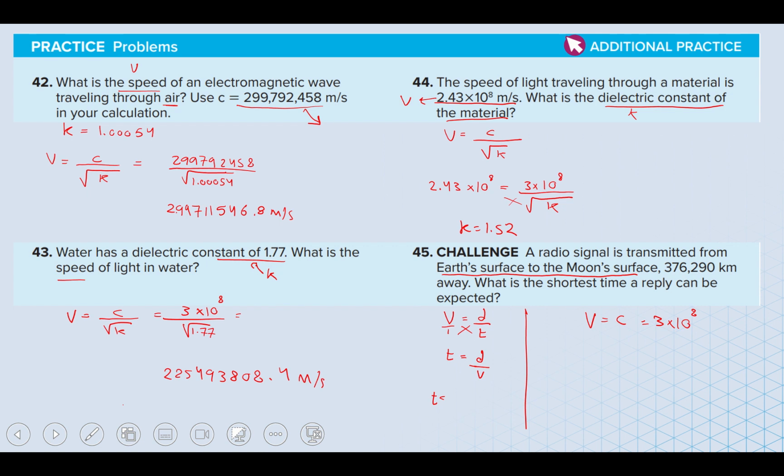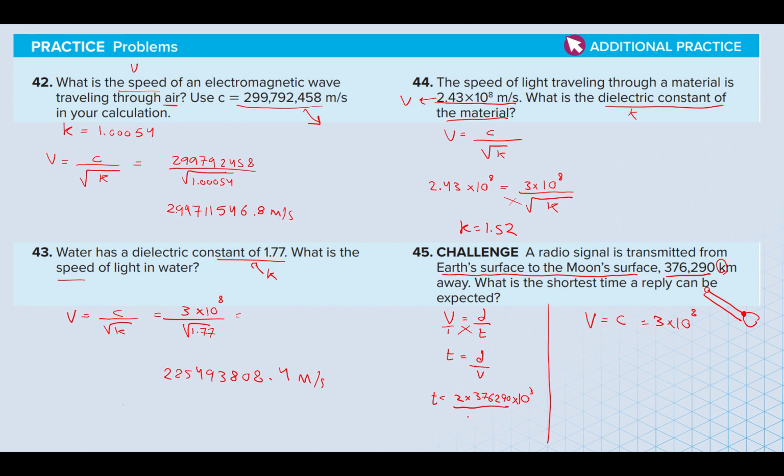So the distance for the signal to go from Earth to the Moon and back is twice this much. So we're going to multiply 2 times 376,290 times 10 to the power of 3. Here I multiplied the distance by 10 to the power of 3 because we have the kilometer, and I multiplied it by 2 because the signal needs to go all the way to the Moon and back. So that's twice the distance.